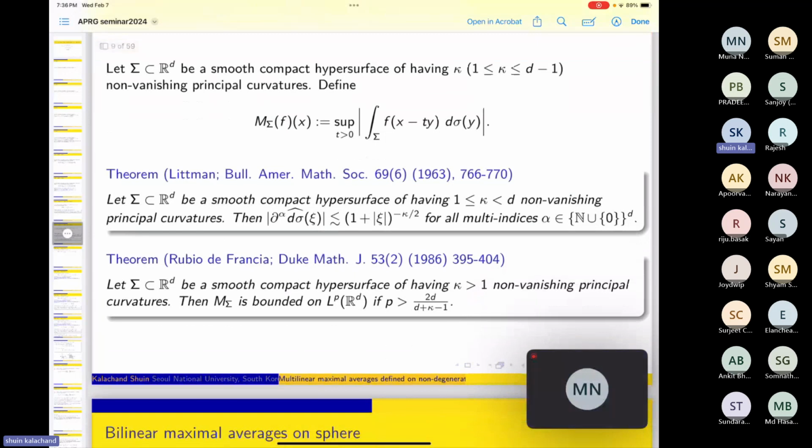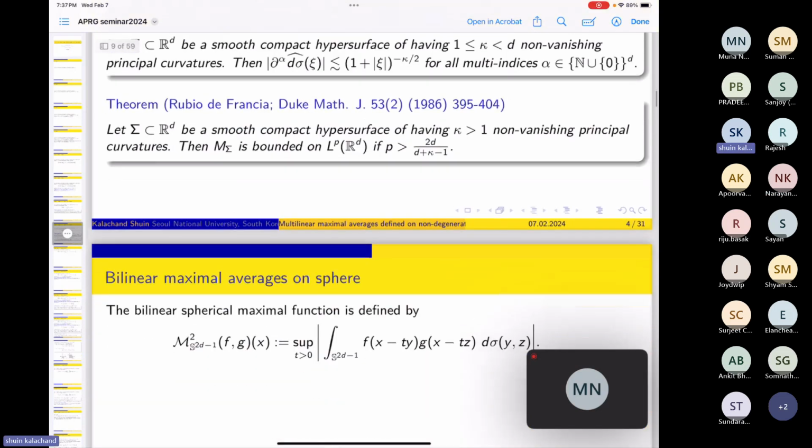Okay. So then in the paper of Rubio de Francia, he proved that if σ is a smooth compact hypersurface with κ non-vanishing principal curvatures, then the maximal function M_σ is bounded on L^p if p is strictly bigger than 2d over d plus κ minus 1. And if you consider σ equal to the sphere S^{d-1}, it has d minus 1 non-vanishing principal curvatures. Then if you put κ equals d minus 1, you will get p bigger than d over d minus 1. This recovers the result of Stein.